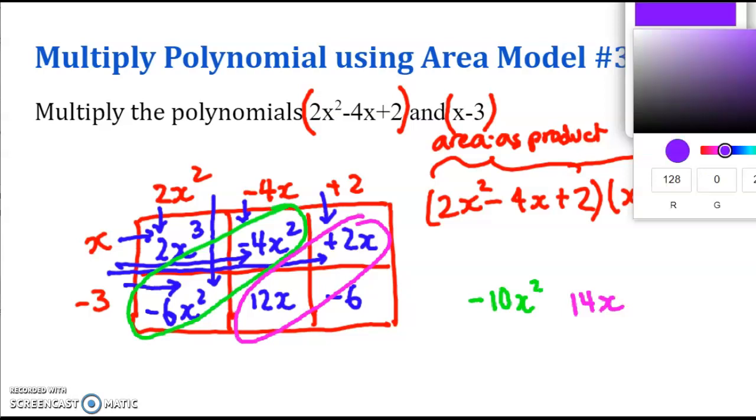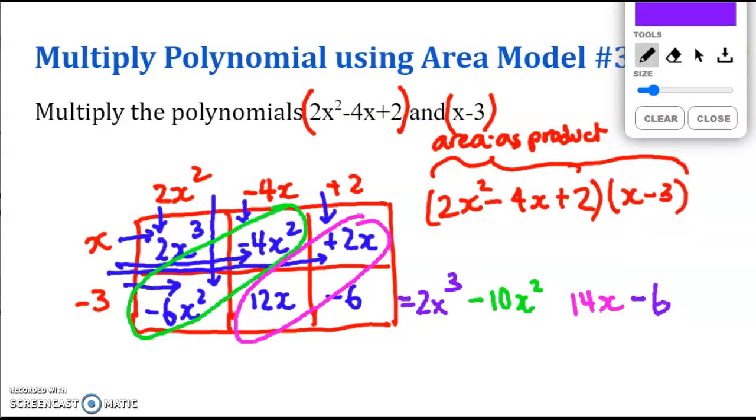And then to that we still have the 2x cubed from here, and then we still have minus 6 here. So this is my final answer, and this is my area as a sum. Okay, so remember, area as a product is always going to be equal to area as a sum, because we're really talking about the same area.